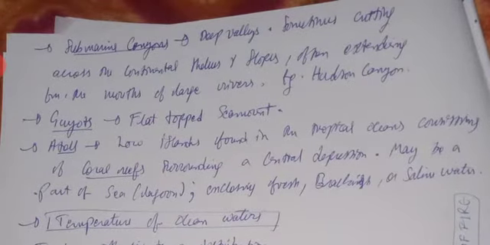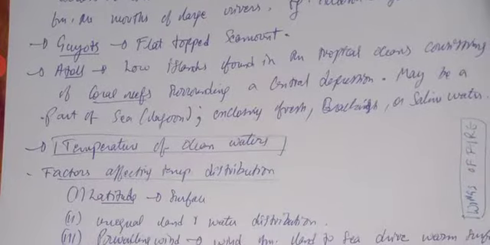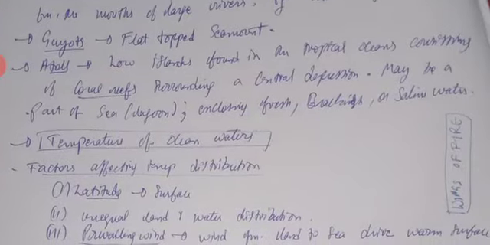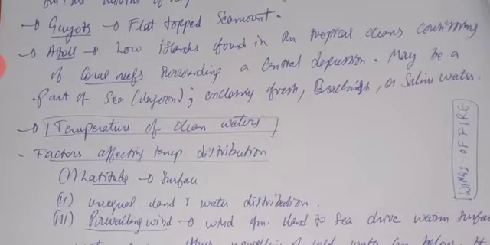The next point is submarine canyons. These are generally deep valleys, sometimes cutting across the continental shelves and continental slopes, often extending from the mouths of large rivers. Example, Hudson Canyon. The next point is guyots, flat-topped seamounts. Then atoll: low islands found in the tropical oceans consisting of coral reefs surrounding a central depression, which may be a part of the sea, that is a lagoon, enclosing fresh, brackish or saline water.